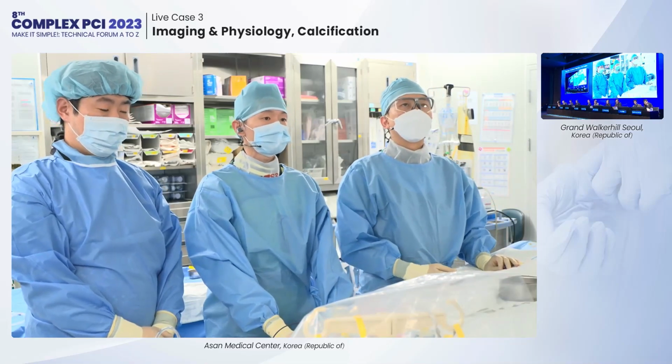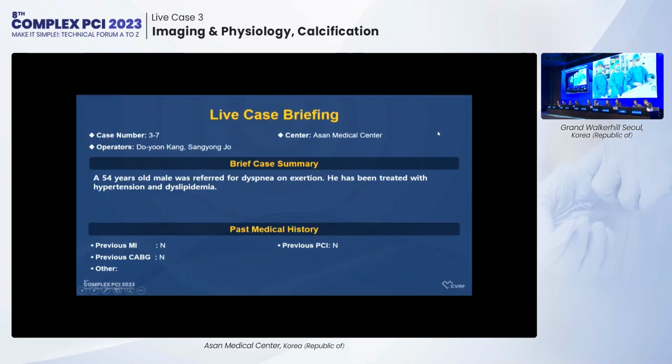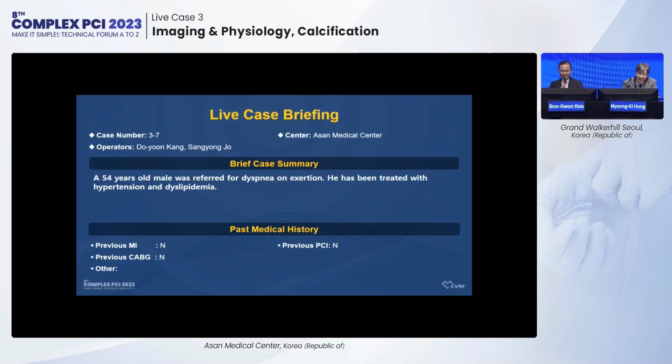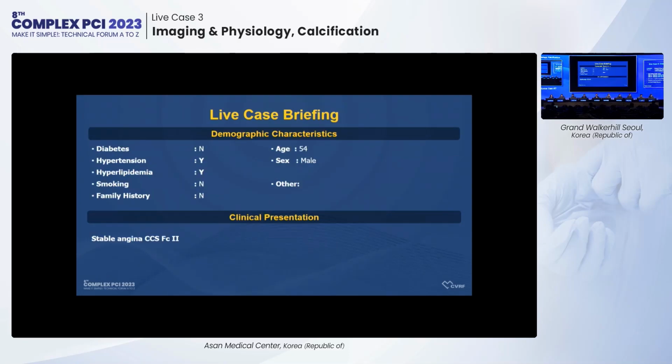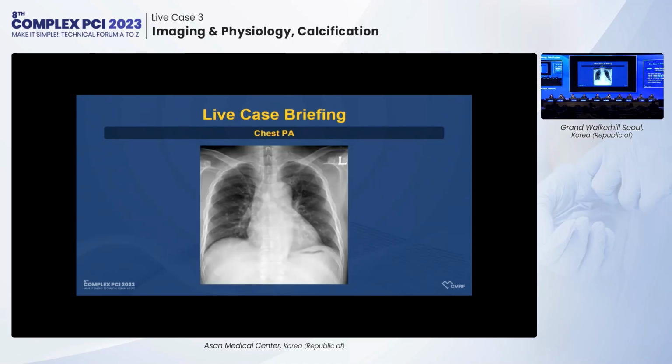Thank you for the introduction. This is the live case briefing. A 54-year-old man was referred for dyspnea on exertion. He has been treated for hypertension and dyslipidemia. He has nothing special in his past medical history. His clinical presentation was stable angina, functional class 2. His electrocardiogram shows normal sinus rhythm. Chest X-ray shows no abnormal finding.